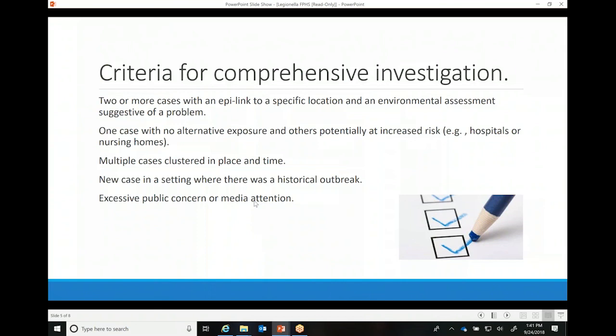So if we're looking at this, most of these are self-explanatory, but think about the 5th one, if you have excessive public concern or media attention. This may be something where you can point it to maybe a hot tub or another source, but if you're having a lot of media attention or social media attention to this, it is something that you're going to need to put some attention to ruling out.